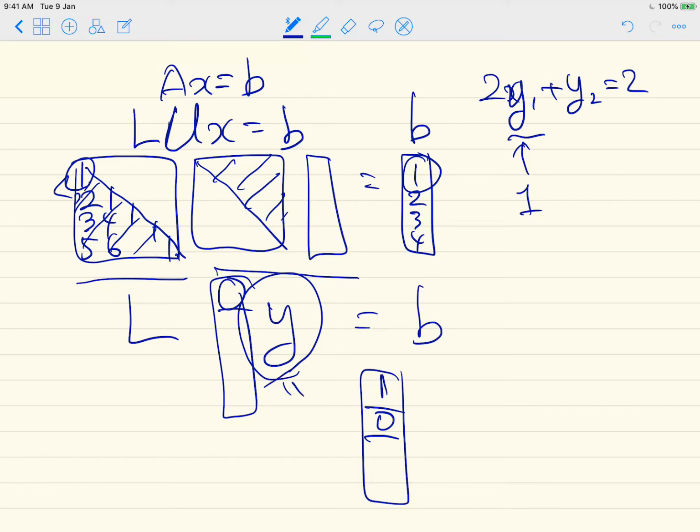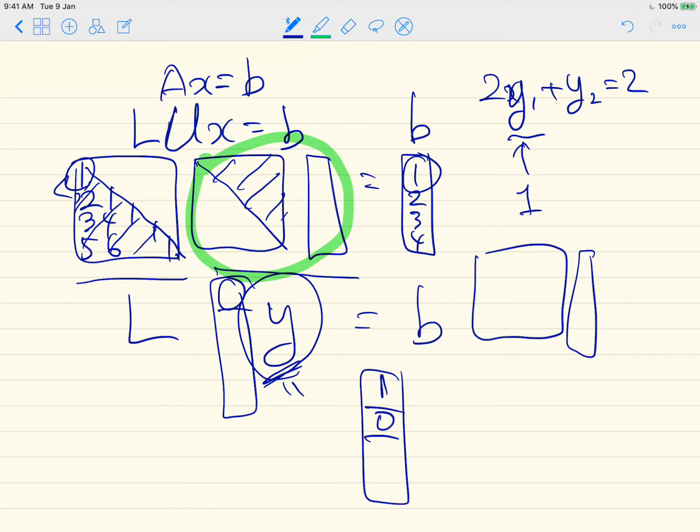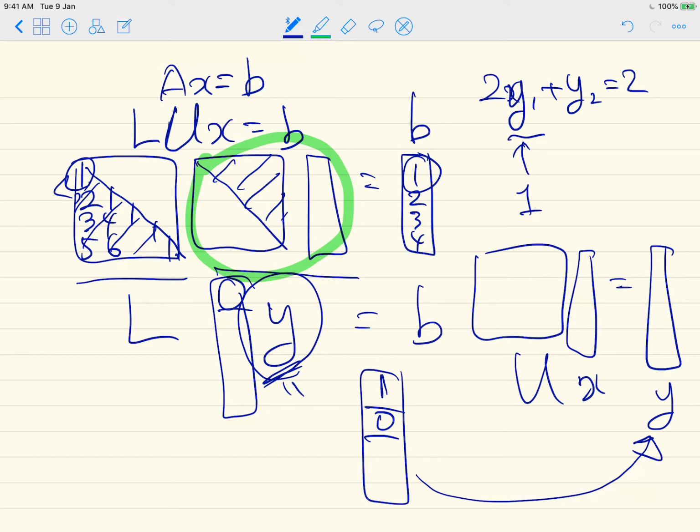And then once obtaining y, we obtain this Ux. So we bring this part into this form: U times x is equal to y, which we obtained over here. And then U has the non-zero elements on the upper triangular part, and we do the same thing in reverse order, right? So we first solve the last equation, which involves only one variable.